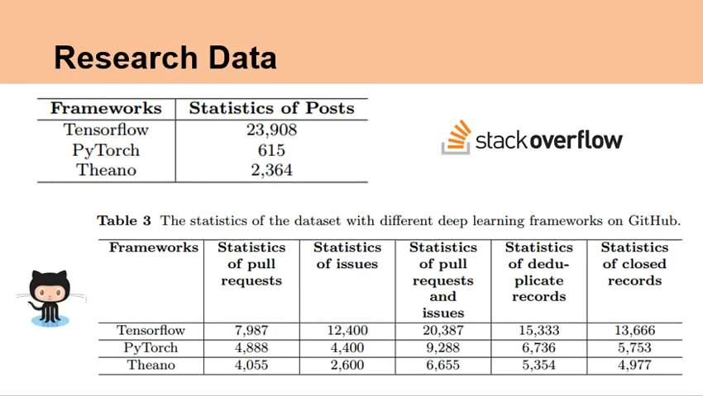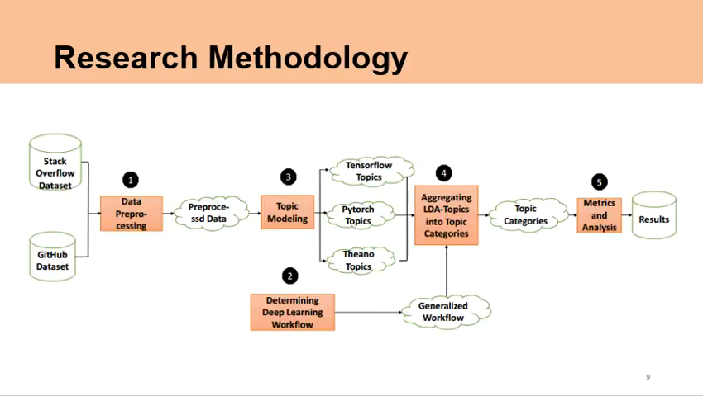We mined deep learning discussions from Stack Overflow and GitHub, and this is our research data. Naturally, we divide our dataset into 6 groups, such as TensorFlow on Stack Overflow, PyTorch on GitHub.